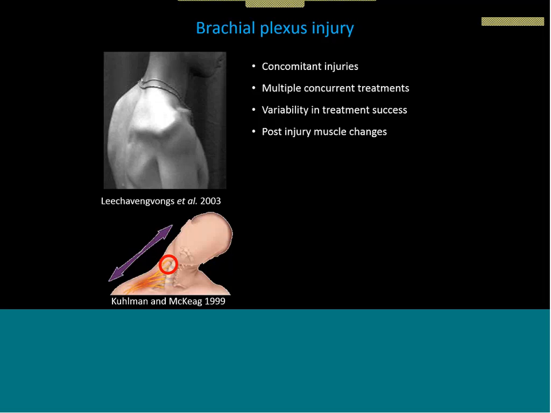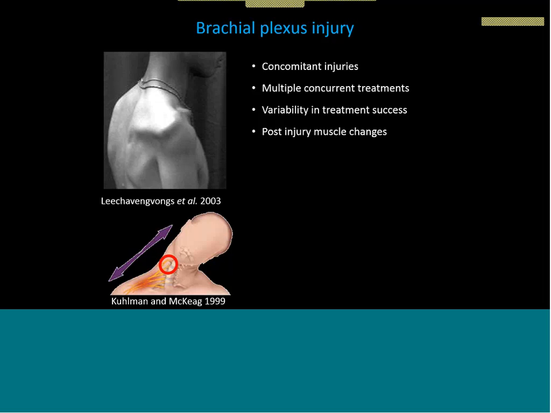This can be difficult to treat clinically for a variety of reasons. Frequently, there are concomitant injuries due to the traumatic nature of the injury. There can be multiple concurrent treatments that happen simultaneously, making it difficult to tease out the effect of any individual treatment. There's often variability in the treatment success, and there can be post-injury muscle changes that aren't well understood. And so it makes it very difficult to evaluate the biomechanical consequences of these injuries and the roles of individual muscles as targets for treatment in the context of clinical evaluations or even experimental work alone.